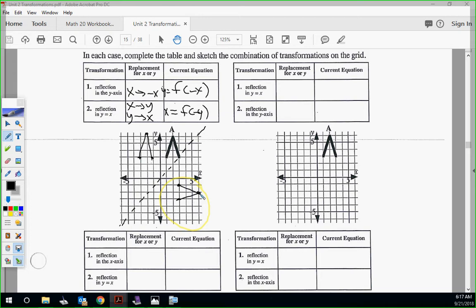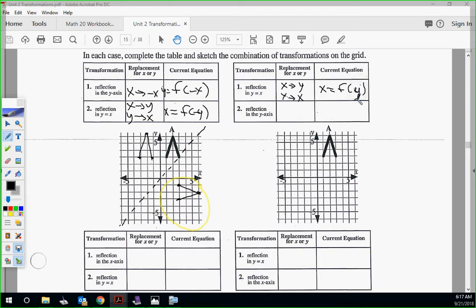That's our new spot for x of f of negative y. Okay? All right, so let's look at the next one here. It's going to be a little bit different. So we're going to do reflection in the y equals x. So right away we're flipping our x and y and our y to x. So that means our equation goes right away to x equals f of y.